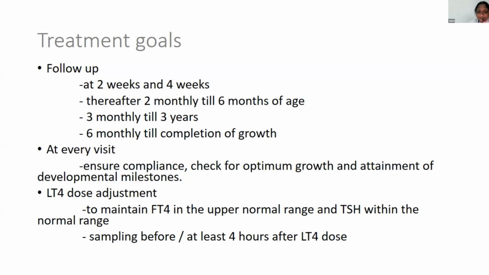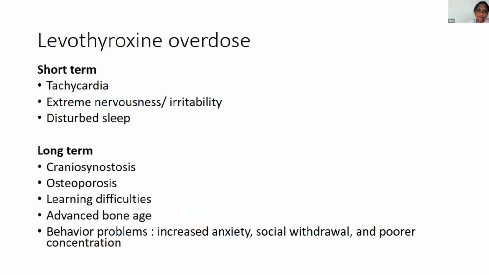And we have to explain to the parents that the sample should be taken before or at least 4 hours after the levothyroxine dose. And what does overdose do? In the short term, it causes some tachycardia, irritability, and disturbed sleep. However, with long-term high doses, we have seen many cases with advanced bone age, learning difficulties, craniosynostosis, and behavioral issues.